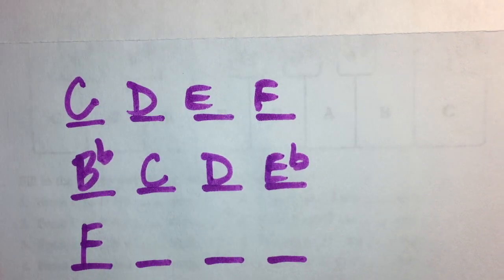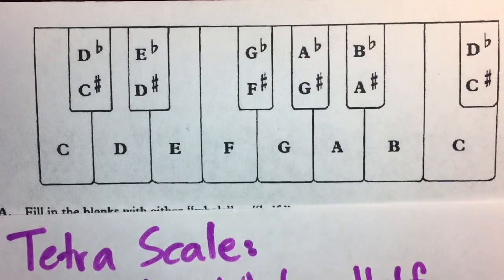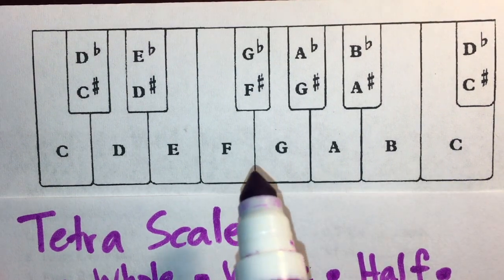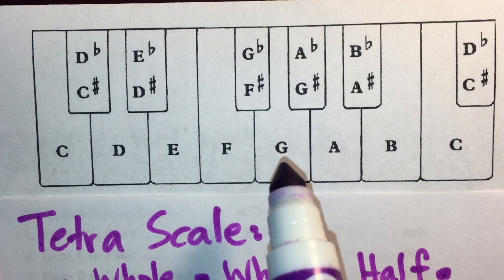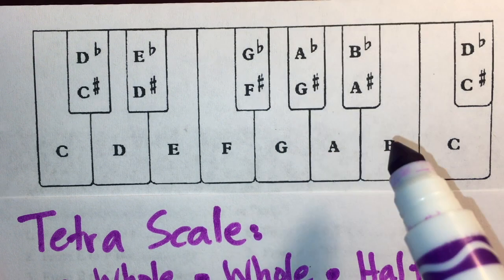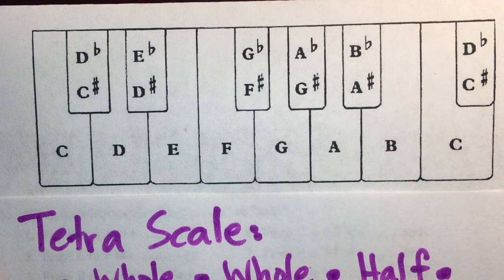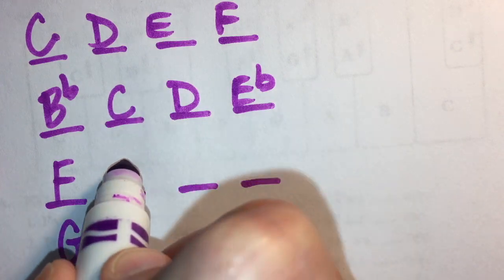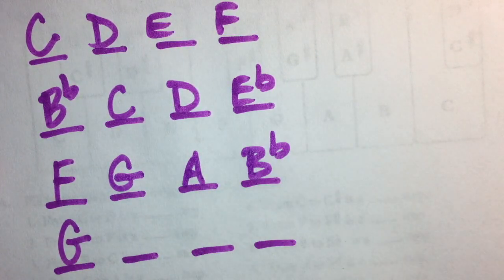The next letter we're going to try is F. So go back up to our keyboard. Here's F, a whole step, F to G, another whole step, G to A, and then A to B flat. We'll talk about why it's B flat and not A sharp later. So F, G, A, B flat.